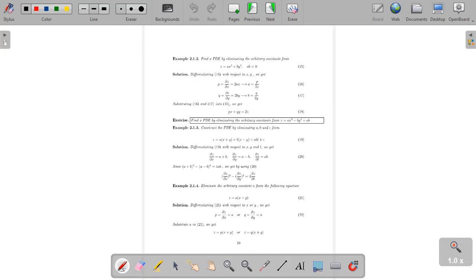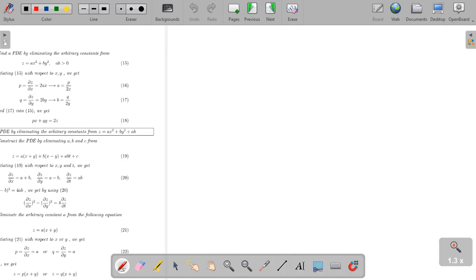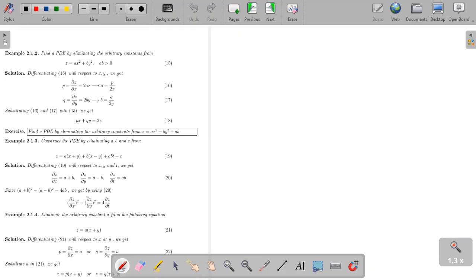Let me increase my brightness. So move this to this side. This one said we should find the partial differential equation by eliminating the arbitrary constants. We have that z is equal to ax squared plus by squared. Okay. In this case, we differentiate. We're going to have partial z over partial x, which we can call z_x, which we can equally call p.